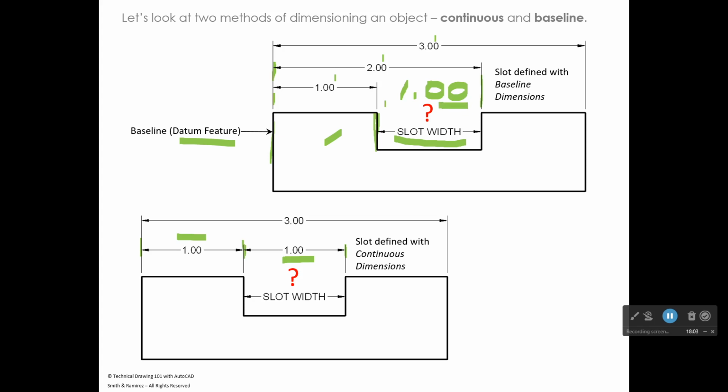This one up here we call baseline dimensioning. This being our baseline over here on the left-hand side, that datum feature. So a baseline looks like kind of a set of stairs. They're getting taller or longer as they go up. Where continuous dimensions, you put one dimension in, and then from where that dimension ends, you add another. So this is continuous, and this is baseline up here. When no tolerances are involved, the width of that slot is exactly the same. It's going to be 1.00.